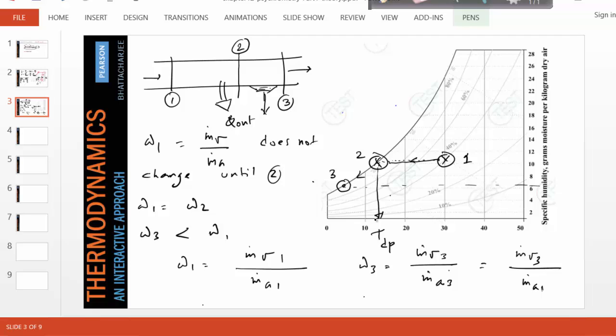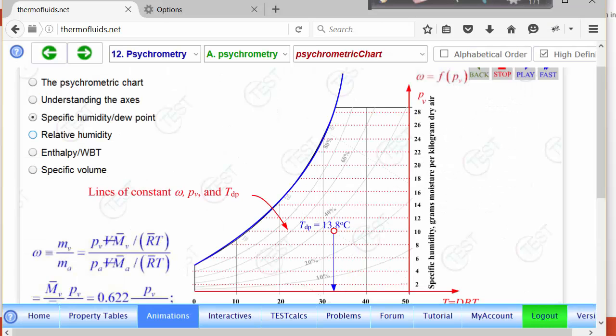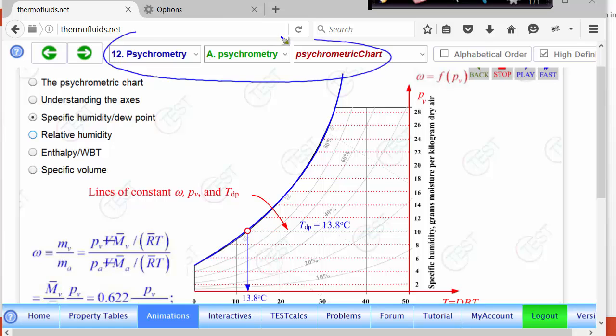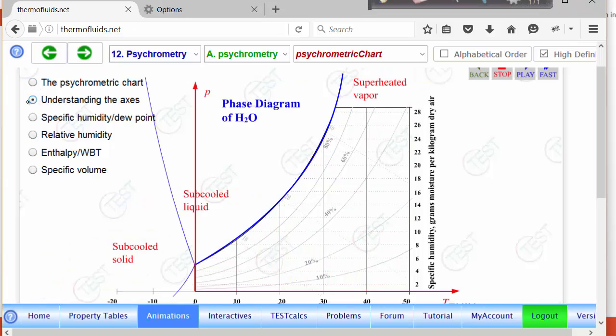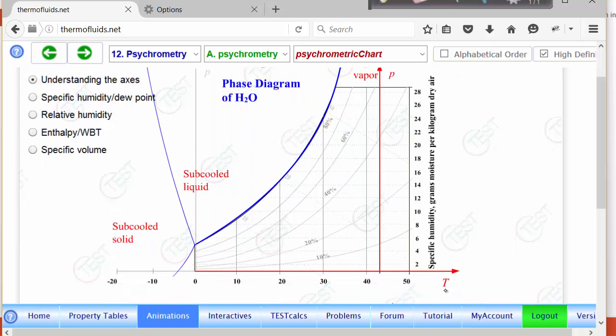If you go to the psychrometric chart, I already put that here for you. In this particular animation, you can see how the chart is built. So let's start with, for example, understanding the axis. You can see the pressure versus temperature diagram. Pressure is moved to the right, and the temperature is called the dry bulb temperature.